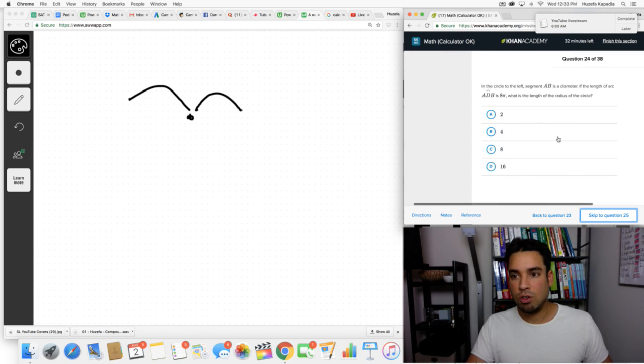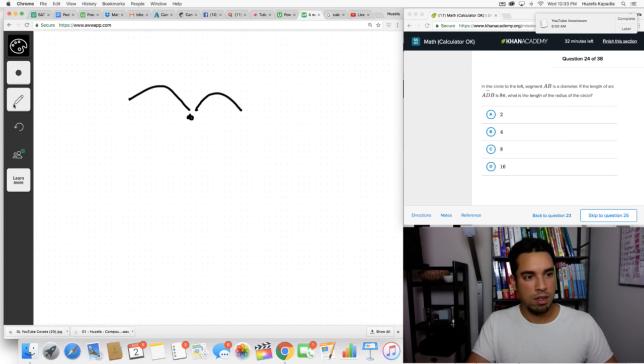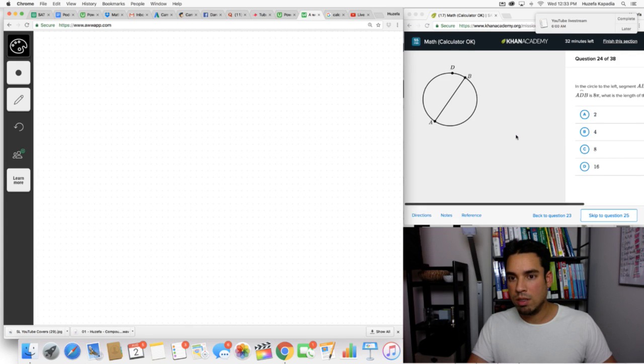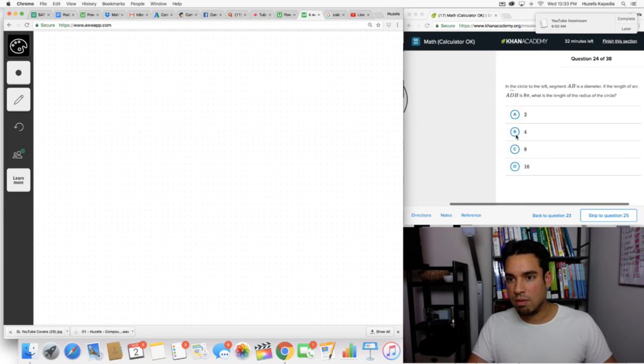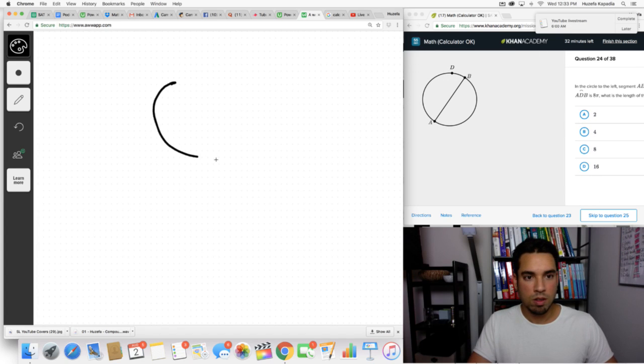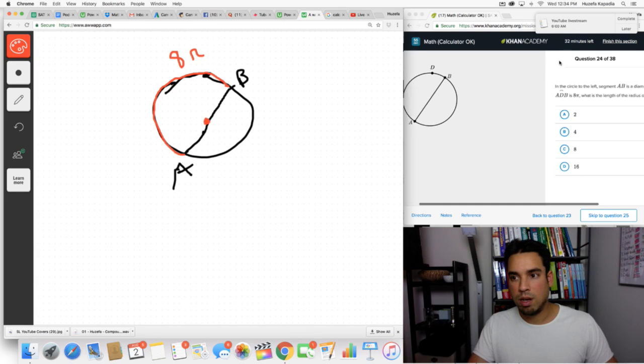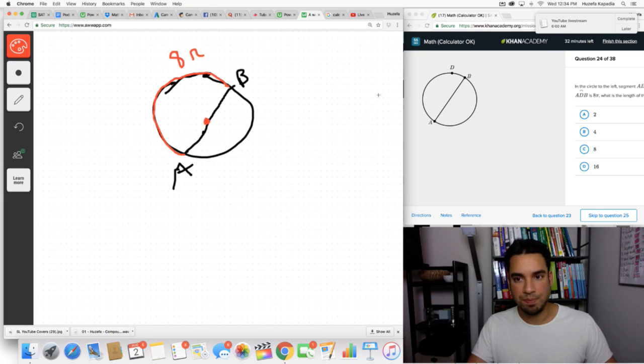Okay, in the circle to the left, segment AB is a diameter. The length of arc ADB is 8 pi. What is the length of the radius? So AB is a diameter. We know that the length of arc ADB, so this whole chunk here, is 8 pi. And this is, by the way, a diameter. I didn't draw that right. So that's 8 pi. What is the length of the radius of the circle?